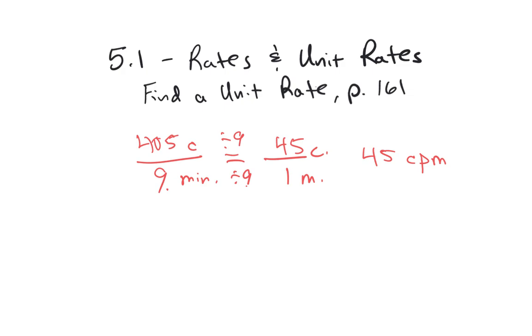All right, moving on to the top of page 161. We're going to be finding a unit rate. The problem here says, a school buys 2.75 acres of land for a new athletic field. What is the cost per acre if the school pays $275,000 for the land?